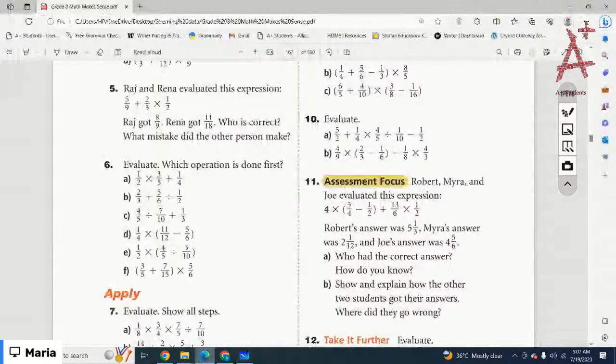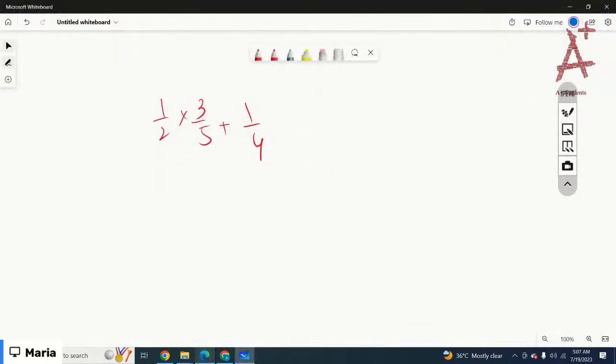1 over 2 times 3 by 5 plus 1 over 4. Okay, which operation are we going to perform first? We are going to do multiplication first. Got it? Because multiplication has higher priority over addition. So let's just multiply first. 3 times 1 is 3, 5 times 2 is 10, and plus 1 over 4.